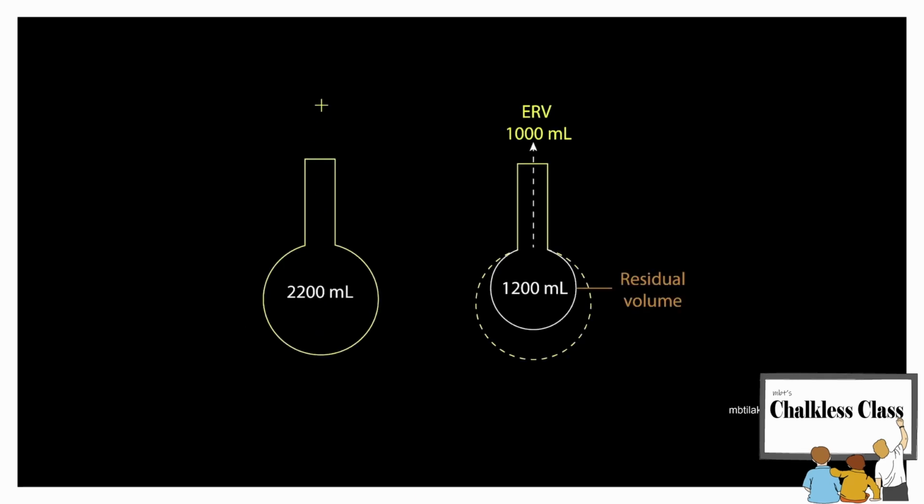After normal expiration, in the lungs about 2200 ml of air is present. By forceful contraction of the muscles, some more amount of air can be exhaled out. That is called expiratory reserve volume. This expiratory reserve volume is 1000 ml. It may vary from 1000 to 1100 ml. In this case, we have taken 1000 ml as expiratory reserve volume.